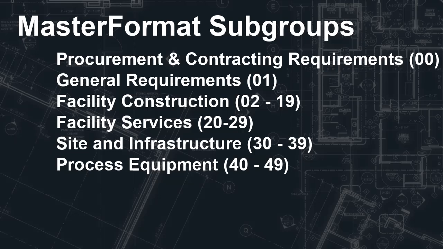Now there are additional subgroups such as procurement and contracting requirements, which is 0. And then general requirements, which is 01. You'll see that often. General requirements are often terms and conditions. And then finally, process equipment. And process equipment is something that we really aren't going to get into in this class, so we're not going to go into it in master format.